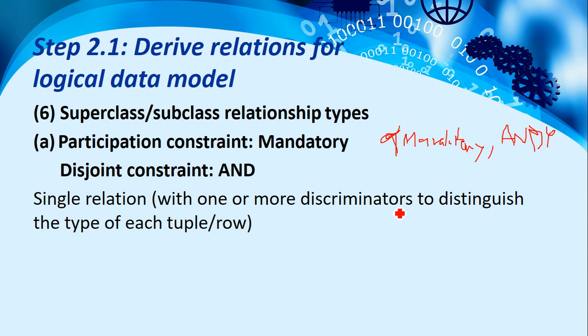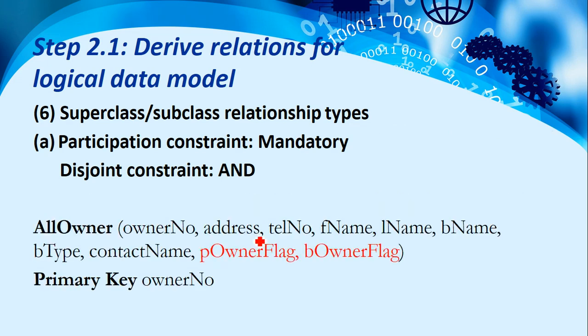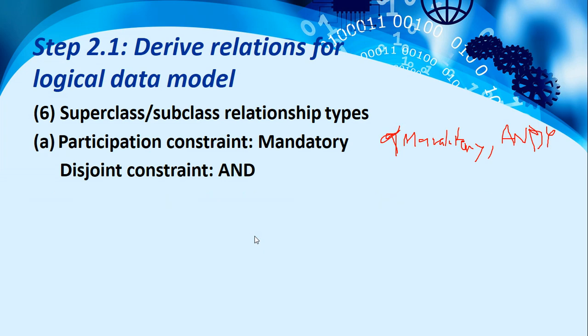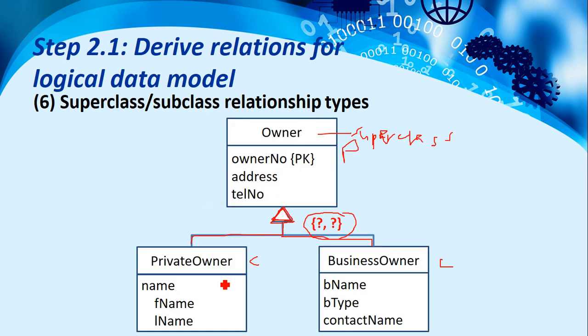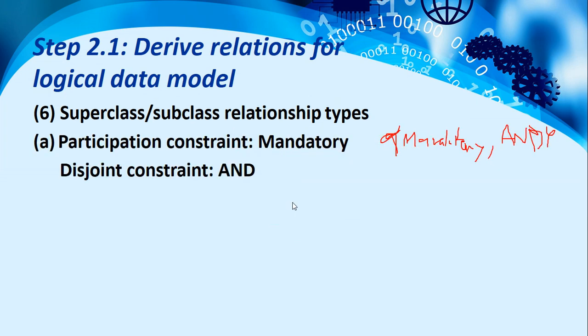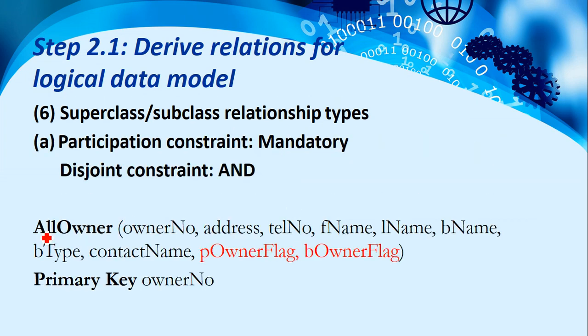With one or more discriminators to distinguish the type of each tuple or row. So, we have an example here. Pag sinabing single relation, etong tatlo na to, na entities sa conceptual data model natin, once we extract this or we convert this into a logical data model, magiging isang relation lang siya. So, all owner. No? So, in this example, all owner, this represents the superclass and the subclasses.